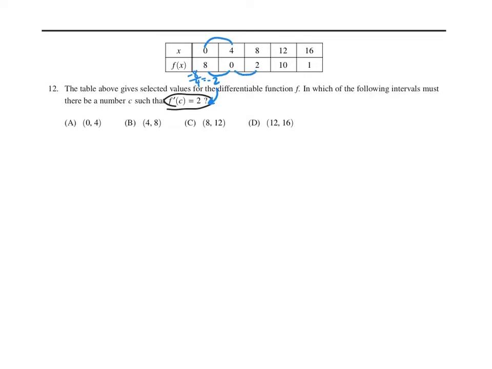Change in y, 2 minus 0 is 2, over change in x, 8 minus 4 is 4. That slope is 1/2. Change in y here would be 8 over the change in x here would be 4. 8 over 4 is 2. So what that means is that from the interval from 8 to 12, the average slope there was 2. So there has to be a time anywhere in between 8 to 12 that the slope is 2.